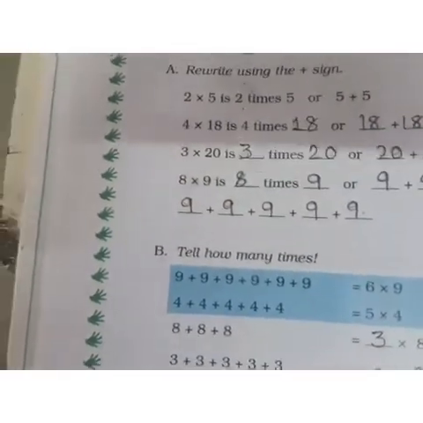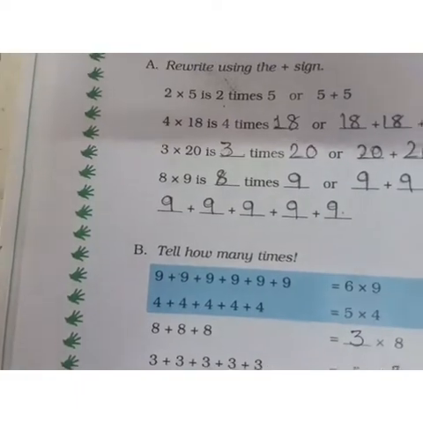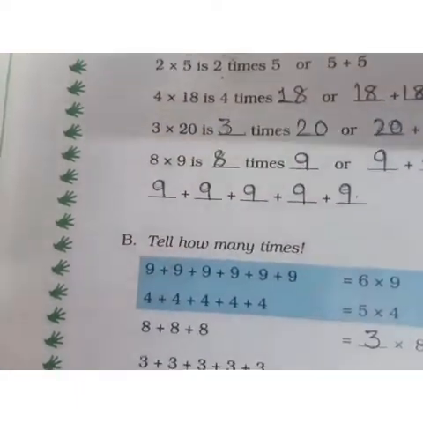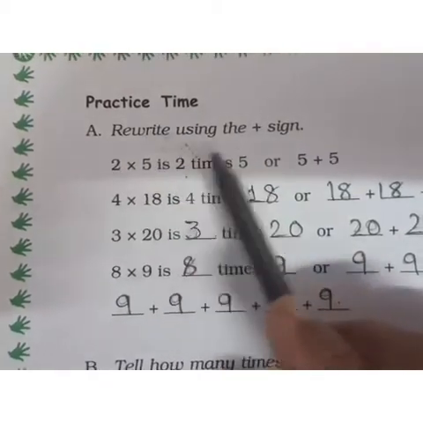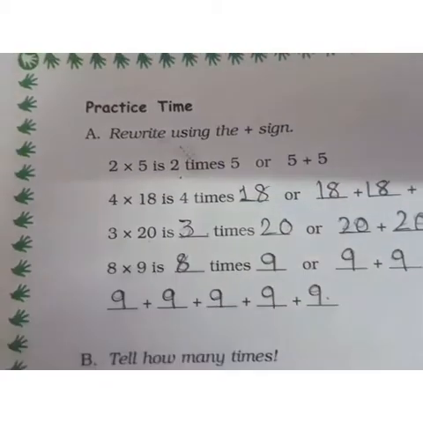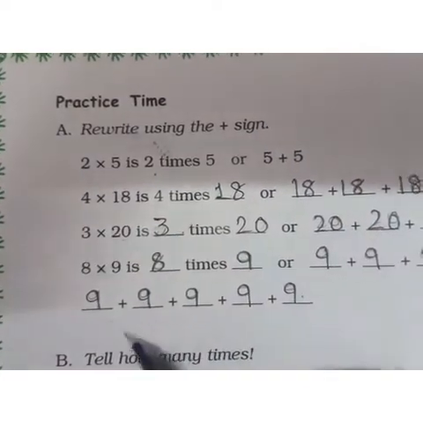Page number 123. Sorry, 124. It is practice time. Question number A, rewrite using the plus sign. That means here you have to write the number using the plus sign also.